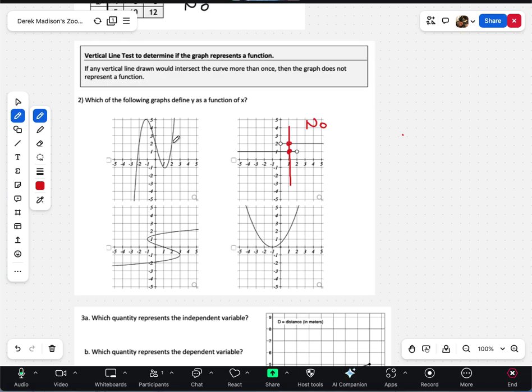Here, anywhere I draw a vertical line, I only hit the graph once, so that's a yes, that is a function. Here, if I draw a vertical line, I can hit it 3 different times, so no, that's not a function. And this one would be yes, because, again, it passes the vertical line test.